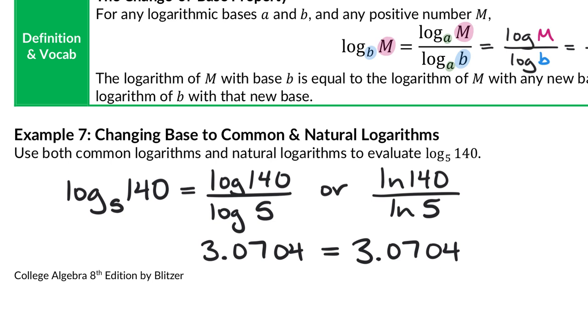Yes, you should get the same number. Meaning it doesn't matter which base you pick. It could have been a base of 5. We just don't have a log base 5 button on our calculators. So it's a lot easier to do change of base formula using common or natural logs.